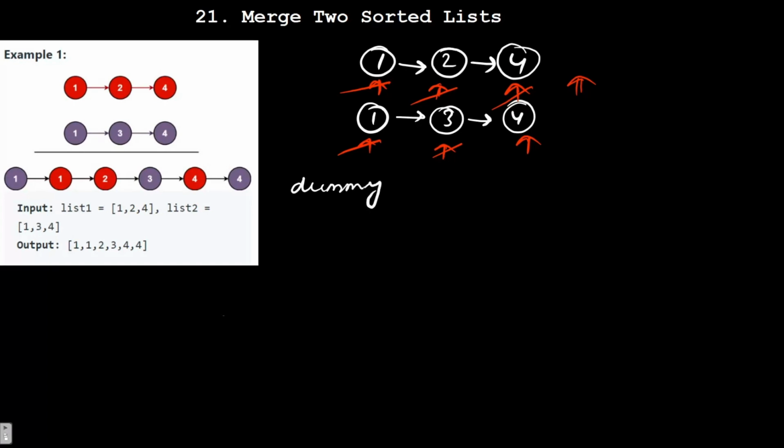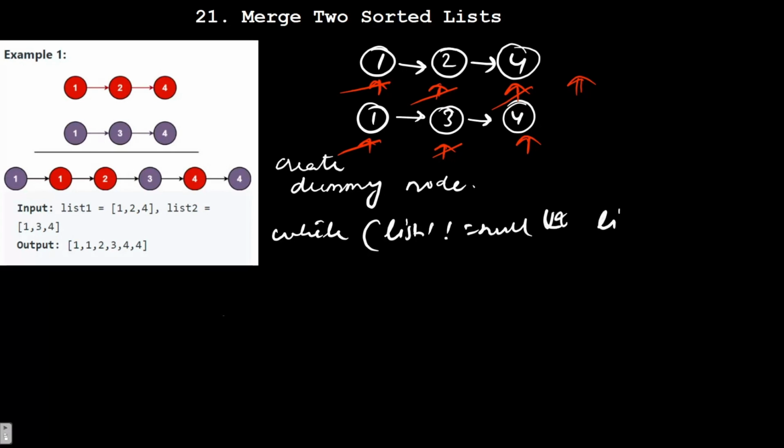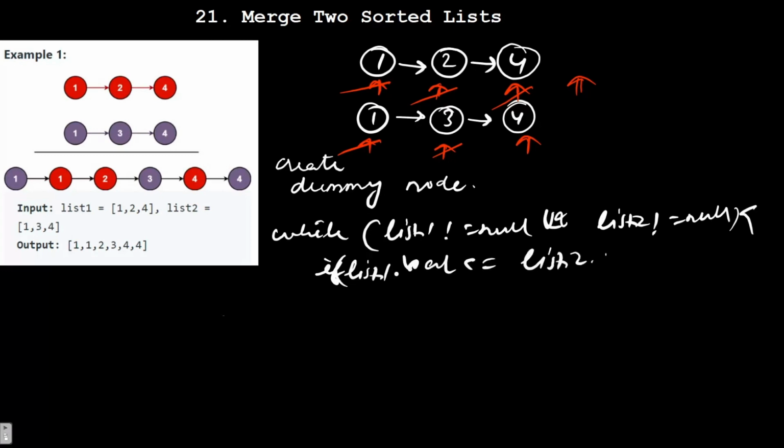Okay, and create a dummy node, and we'll be running a while loop until any of list 1 is not equal to null, and at the same time list 2 should also be not equal to null. Okay, and inside this we'll be checking if list 1 dot value is found to be lesser than or equal to list2 dot value.